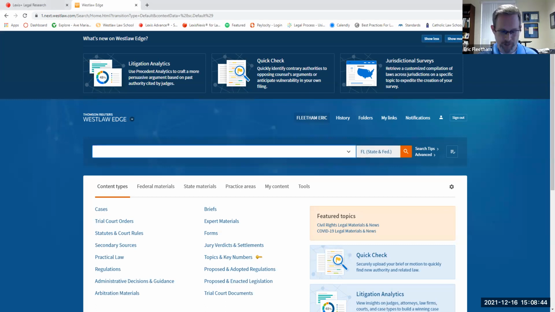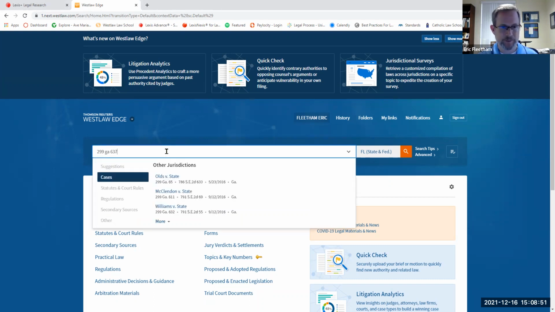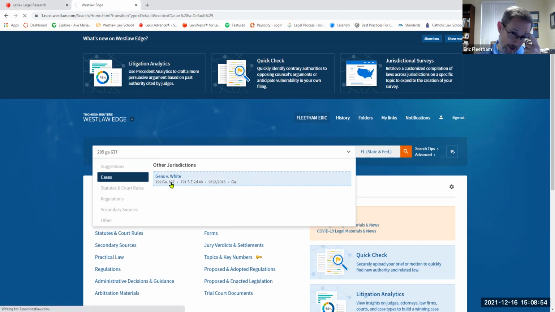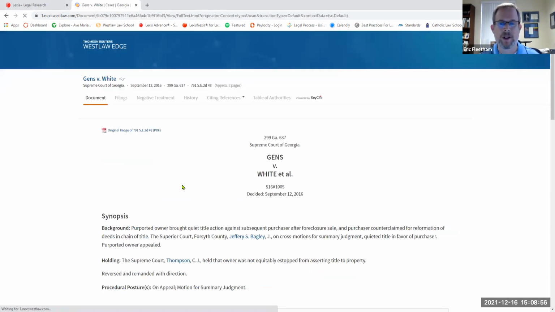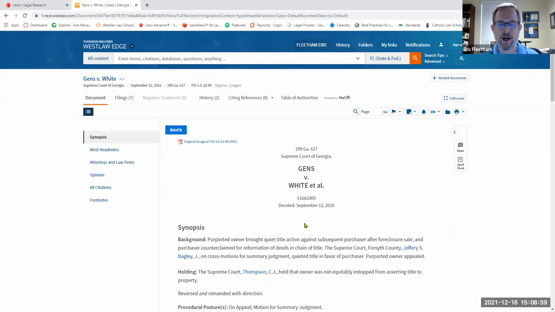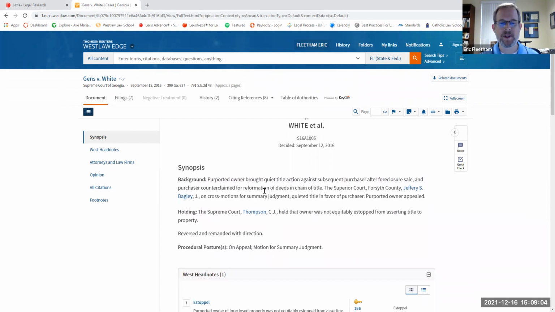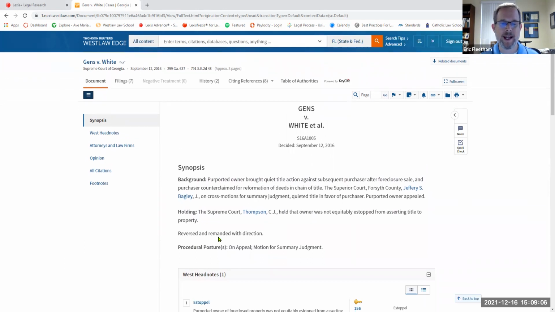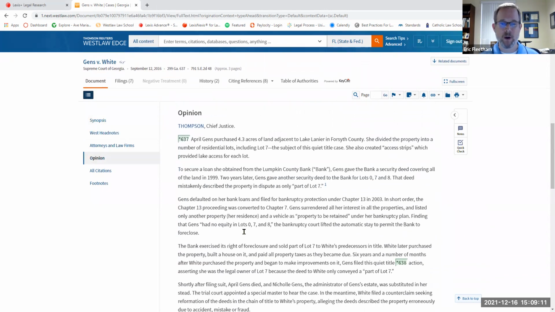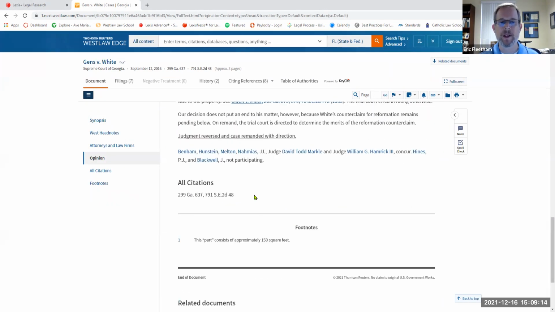So here we go. We're going to start with Westlaw. I'm just going to show you a case from the Georgia Supreme Court. Here it is, Jens v. White, decided by the Georgia Supreme Court, September 12, 2016. Right in the synopsis, it tells us reversed and remanded with direction. And if we would read the whole case, we would get to the bottom.